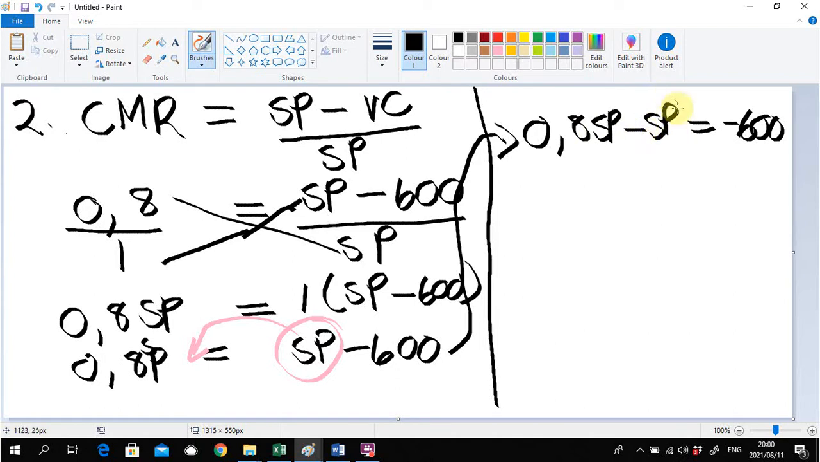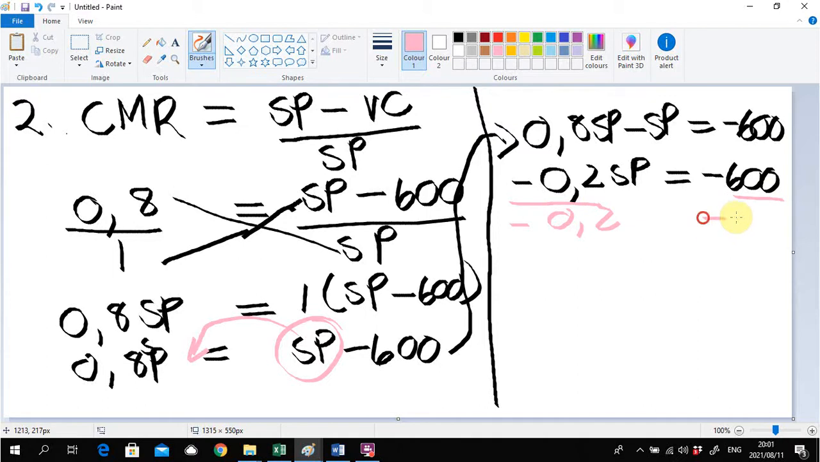Now, if we have simply sales price, it is one time once itself, right? If you have X, it's 1X. If you have Y, it's 1Y. So this is going to be 0,8 minus 1, and that's going to give us minus 0,2 of the selling price. And that should be minus 600. Then to solve this problem, I need to divide by minus 0,2 on every side. So that will cancel out.